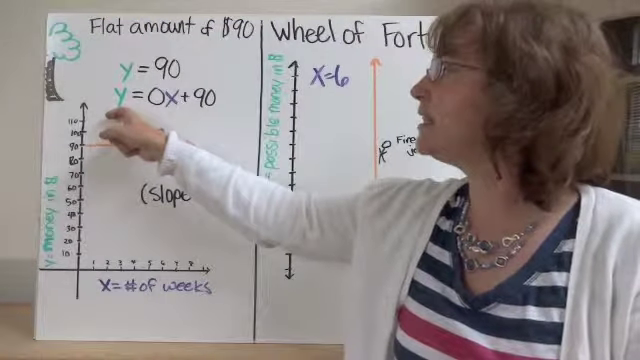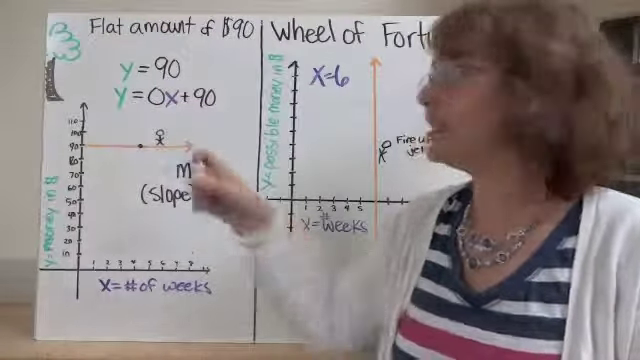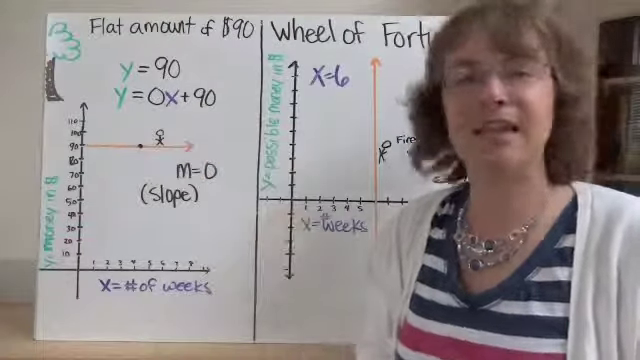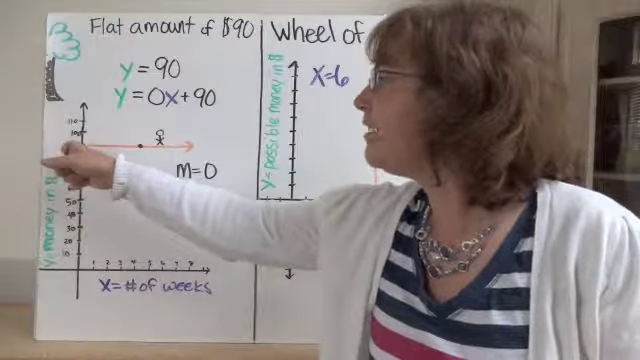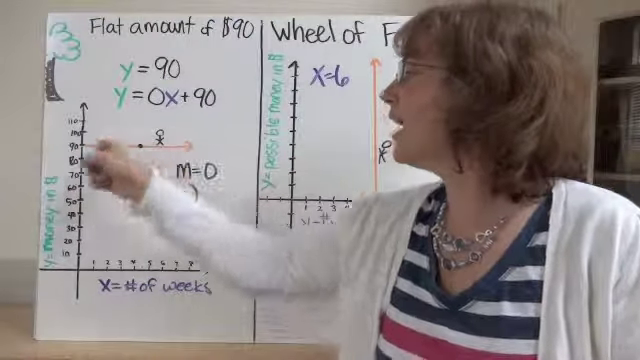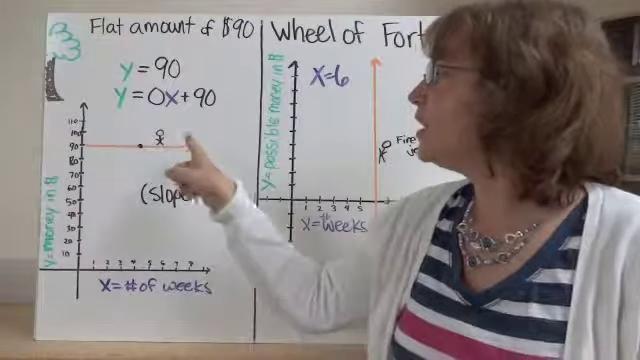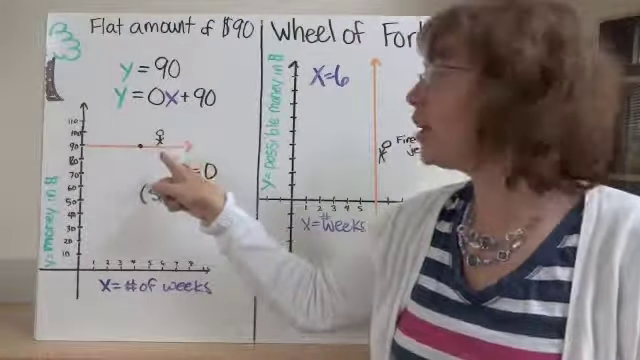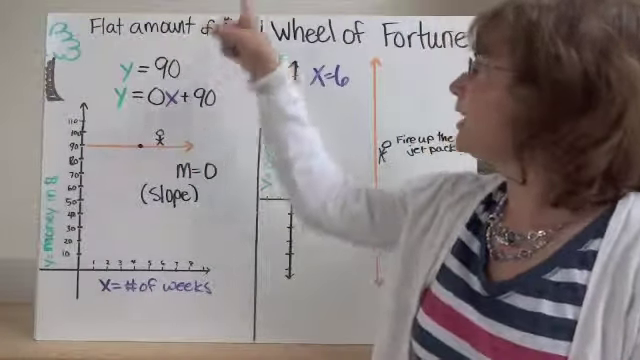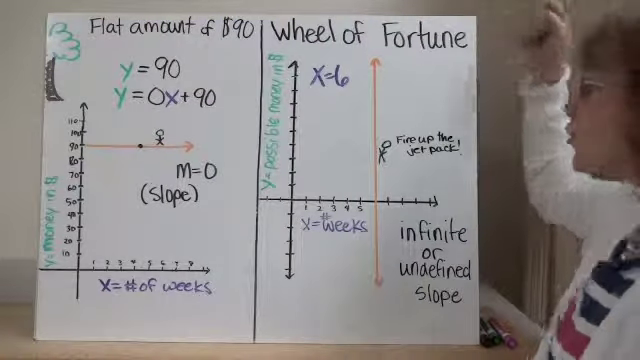So we can also write this as Y equals 0x plus 90. Because no matter what x is, we're going to multiply it by 0. It's not going to count. And we're going to have that flat fee of $90. So when we graph this, this line is always at 90 on the Y. X changes, that's the number of weeks, but you're always making $90. Notice as you go from left to right, you're not going up or downhill. Your slope is 0.